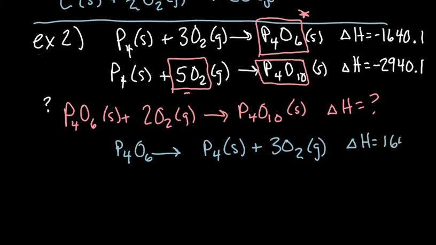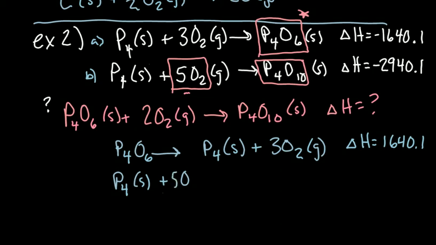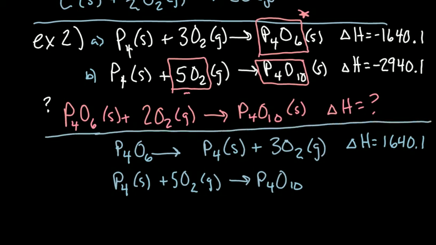So I have 1640.1. And for this one right here, our equation B, sorry I forgot to label these, I don't have to flip anything. So I have P4 solid plus 5O2 gas is going to give us our P4O10. I'm going to just draw a line here to separate what we're doing, because we got a lot of equations written. Since I didn't have to change anything, I just keep this the same.